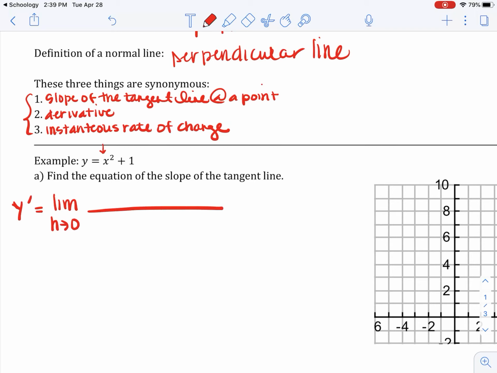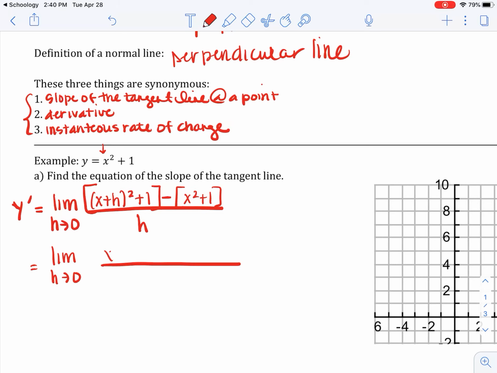I need f of x plus h. So remember, I'm plugging in x plus h there. So (x plus h) quantity squared plus 1 minus, putting brackets around that, f of x, x squared plus 1, all over h. Okay, so now I'm going to expand that. Limit as h approaches 0. And then that's x squared plus 2xh plus h squared. Don't forget the plus 1 that was right here. Distribute your negative: minus x squared minus 1, all over h.